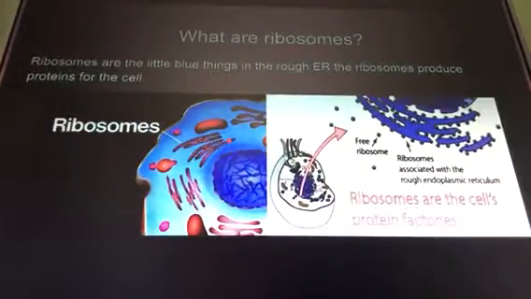What are ribosomes? Ribosomes are the little blue things in the rough ER. The ribosomes produce proteins for the cell. See the little dots.